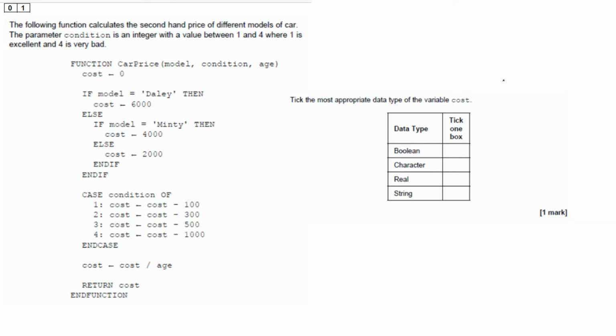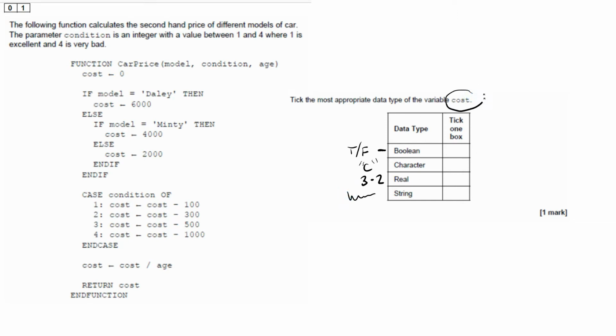The parameter condition is an integer with a value between 1 and 4, where 1 is excellent and 4 is very bad. It says tick the most appropriate data type of the variable cost, and then it gives you 4 data types to choose from. So hopefully you know that Boolean is something that's either true or false. Character is just a single character. Real is a decimal number, and string is just some text. So that's what we're looking for.